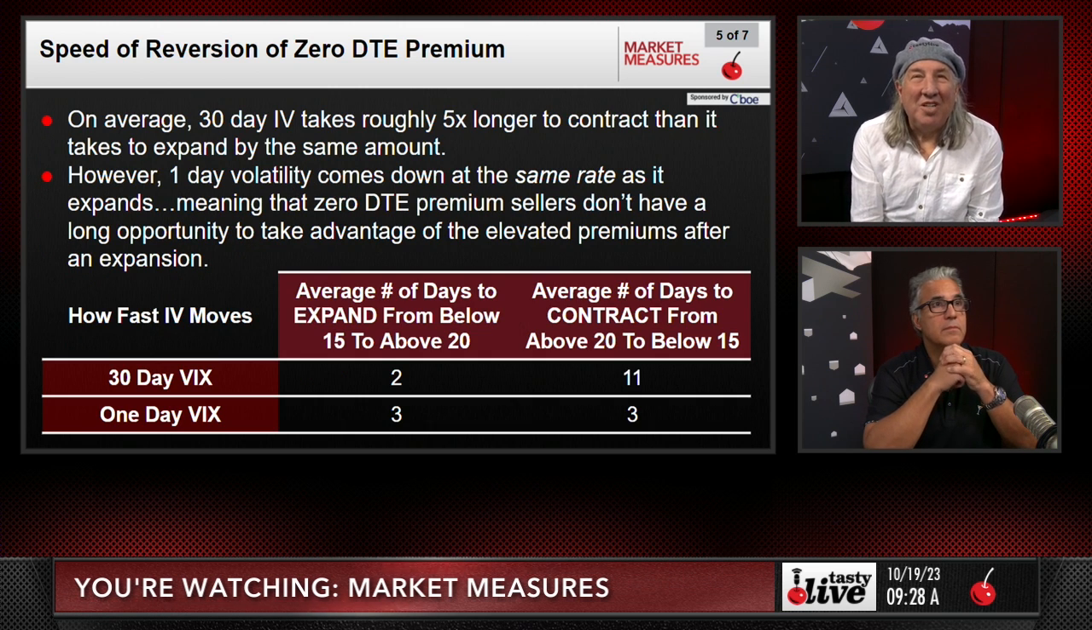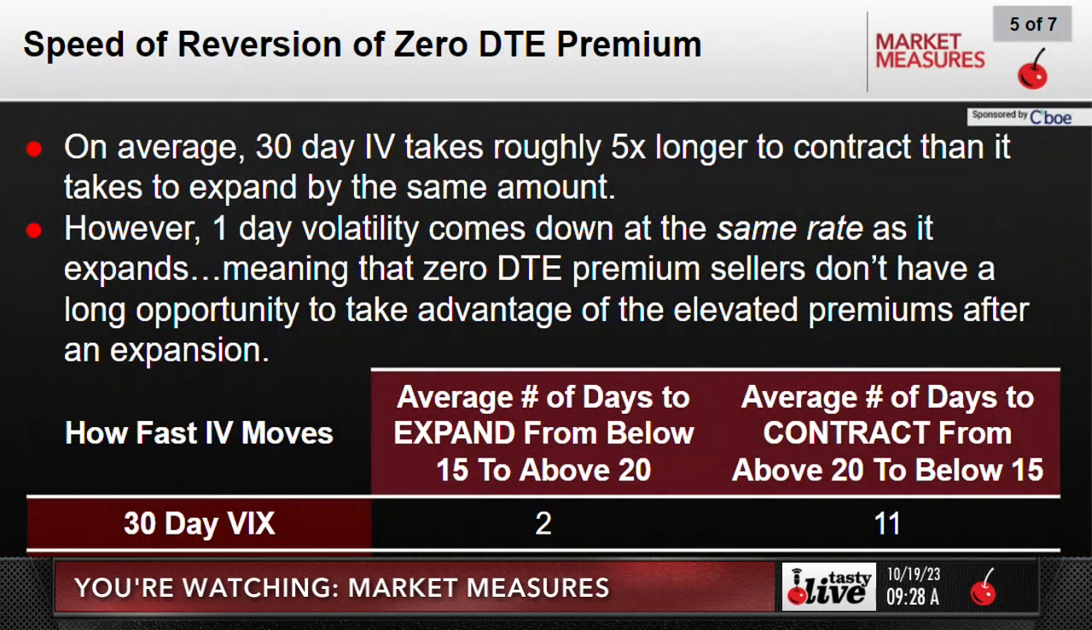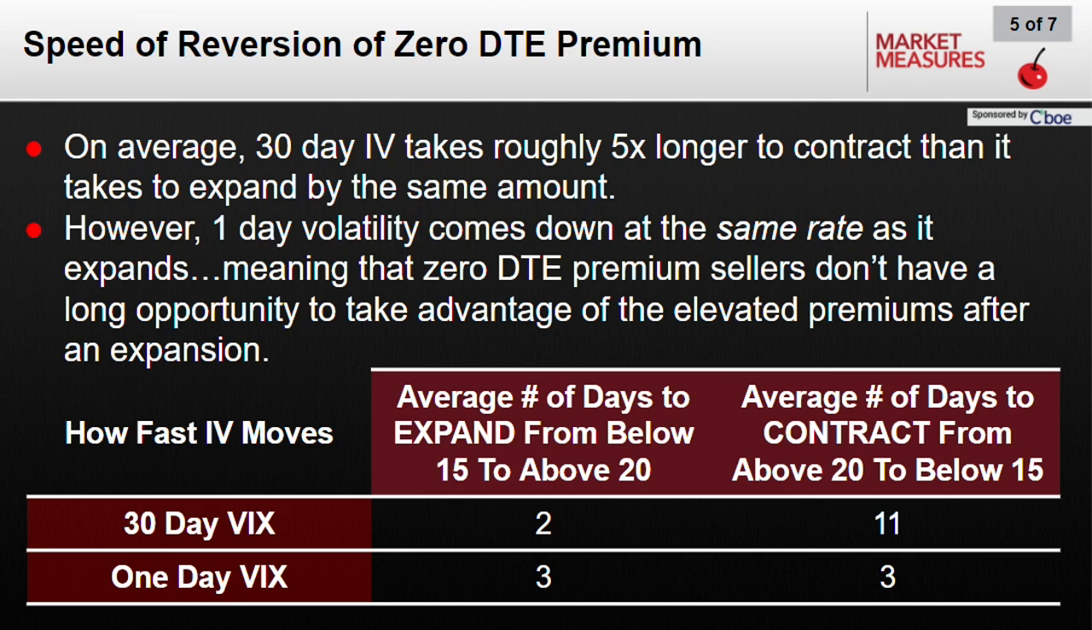On average, a 30-day implied volatility takes roughly 5 times longer to contract than it takes to expand by the same amount. So actually, it's 5 times longer. I didn't realize it was that much. So 30-day volatility, which is what you mostly trade, Tony, /VX more than VIX, takes 5 times longer to contract than it does to expand, because when it expands, it just goes boom.